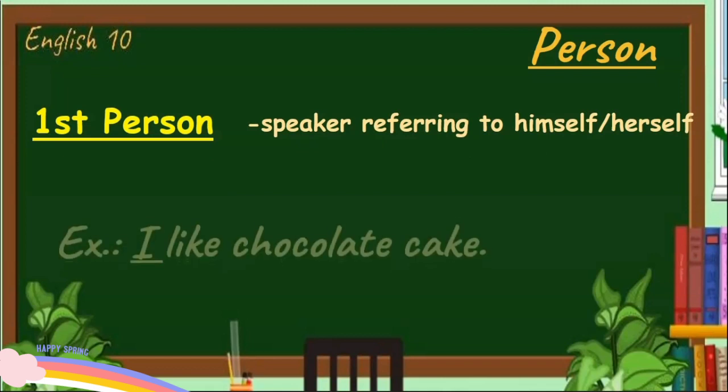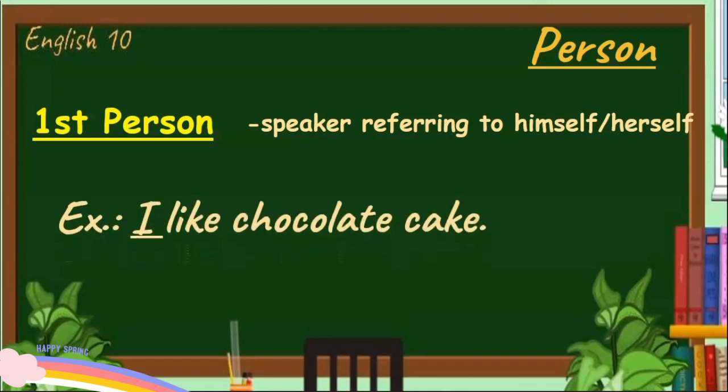Example, I like chocolate cake. I is the pronoun. I is the one referring to the speaker. The speaker is talking about himself or herself. Let's say, for example, me, myself, and I. Okay? I'm telling you that I like chocolate cake and I am the speaker. Okay? So that is the first person.